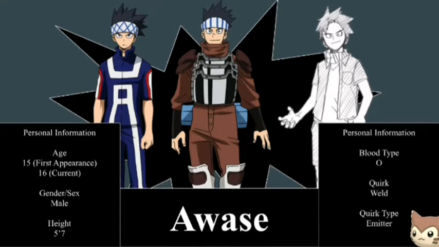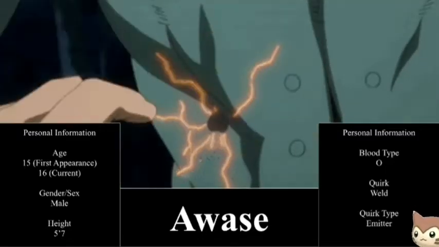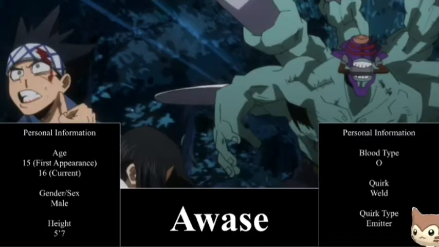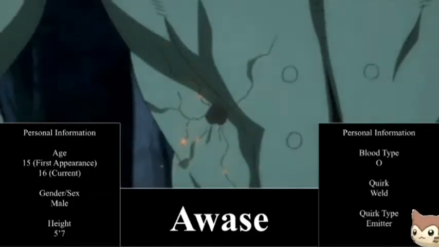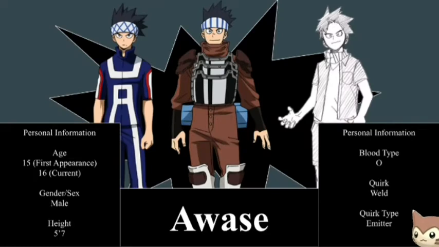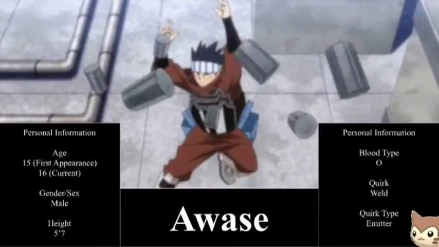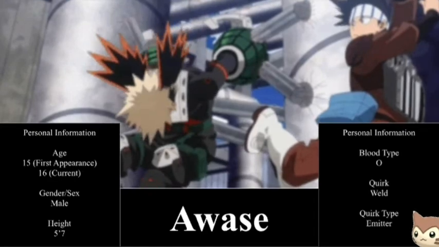This being something that is shown off best when he saves Yaoyorozu from a Nomu in the training camp arc. It's said that he's developed a crush on her afterward. But anyway, Awase's quirk is Weld, which allows him to fuse two objects together upon touching them. This is a quirk that works well both on living and non-living things, with him even being able to fuse into other people.